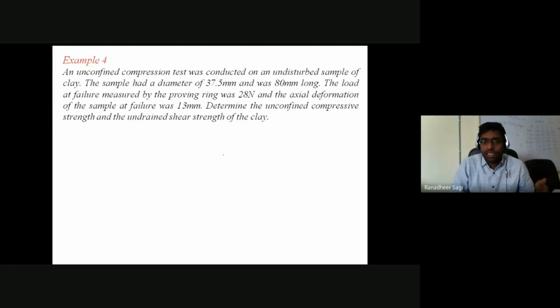So when the soil sample is undergoing failure, the load which is measured by the proving ring, what do we call that load? Your deviatoric load, a deviator load. Okay. So I'm not talking in terms of stress, I'm talking in terms of load. So the deviatoric load which was causing the shearing in your soil sample is 28 newtons. And the axial deformation of the sample at failure was 13 mm. So when the soil sample was observed to be failing, the amount of vertical deformation that took place in the soil at failure was 13 mm. So determine the unconfined compressive strength and the undrained shear strength of the clay.